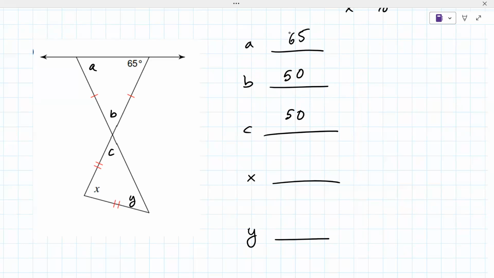Okay. So the sides go across from the congruent angles. Oh, I did not see that. Oh, okay. Give that another try, please. Okay.